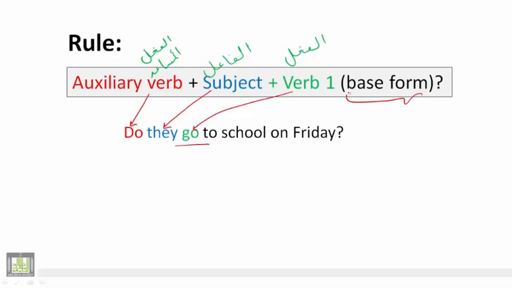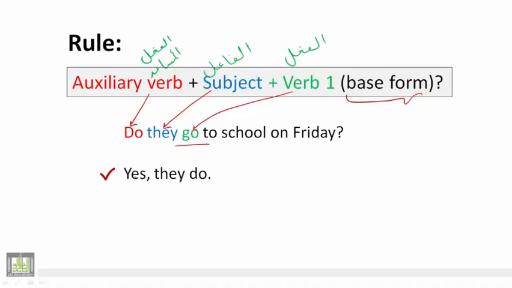Of course we used do because we are talking about a plural subject. استخدمنا do بسبب وجود فاعل جمع. لو كان الفاعل مفرد like he, she, it, then we have to use does. Look at the answer. Yes, they do. This is an affirmative short answer. هذا عبارة عن إجابة قصيرة بالإثبات.